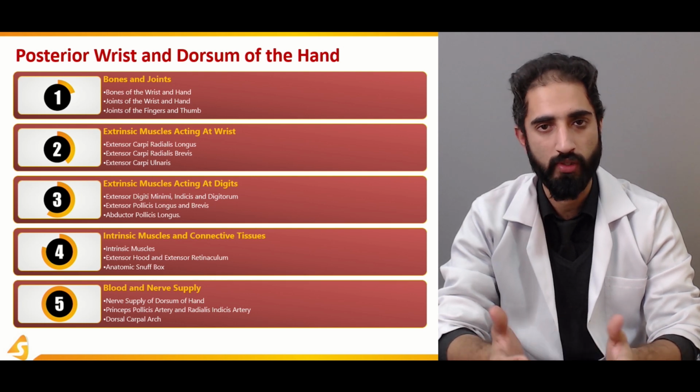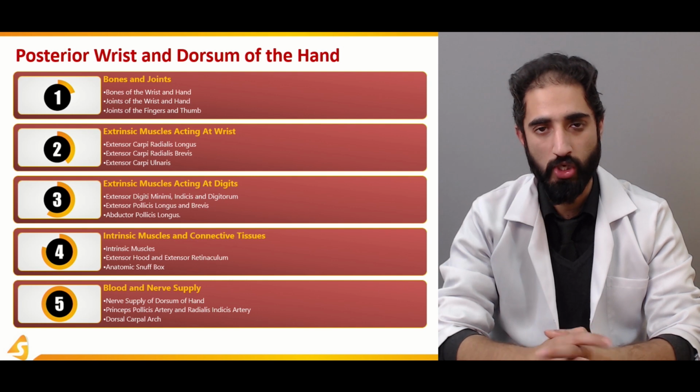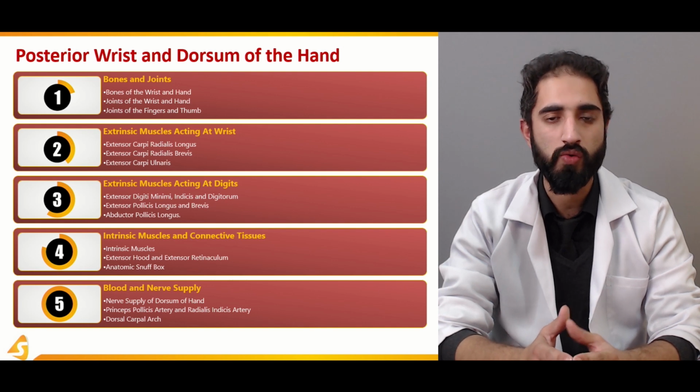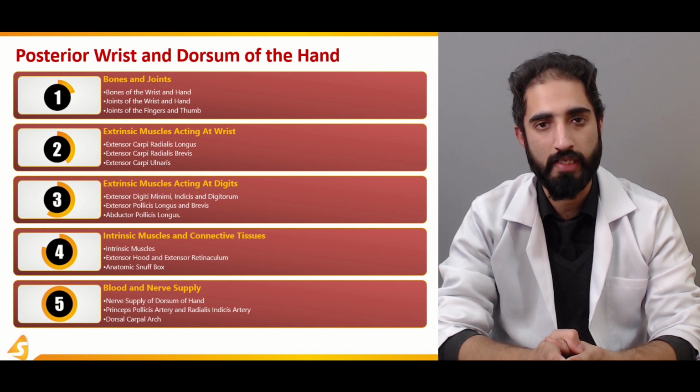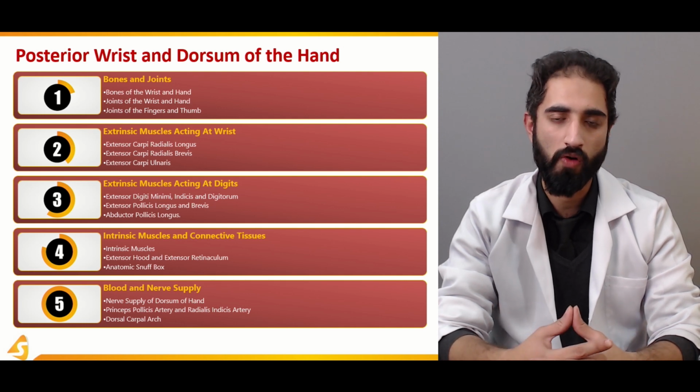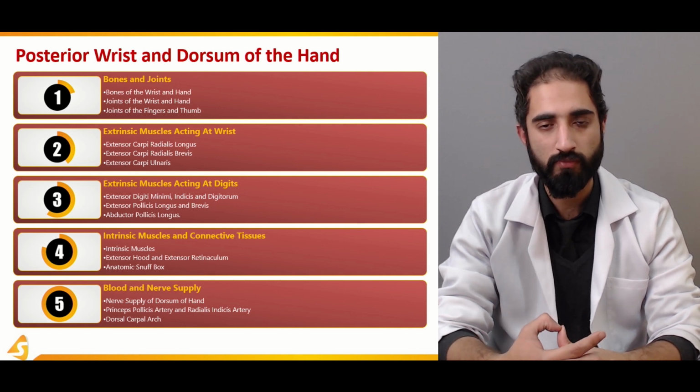Moving on, we're going to talk about the intrinsic muscles of the hand on the dorsal aspect, such as the lumbricals and the interossei. We're also going to talk about the connective tissue structures such as the extensor hood, the extensor retinaculum, as well as the anatomic snuff box.